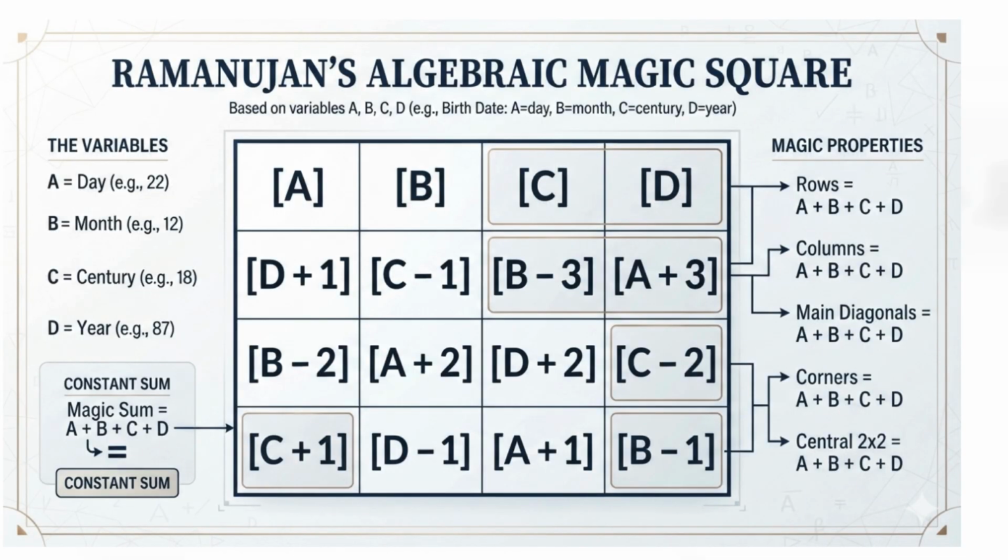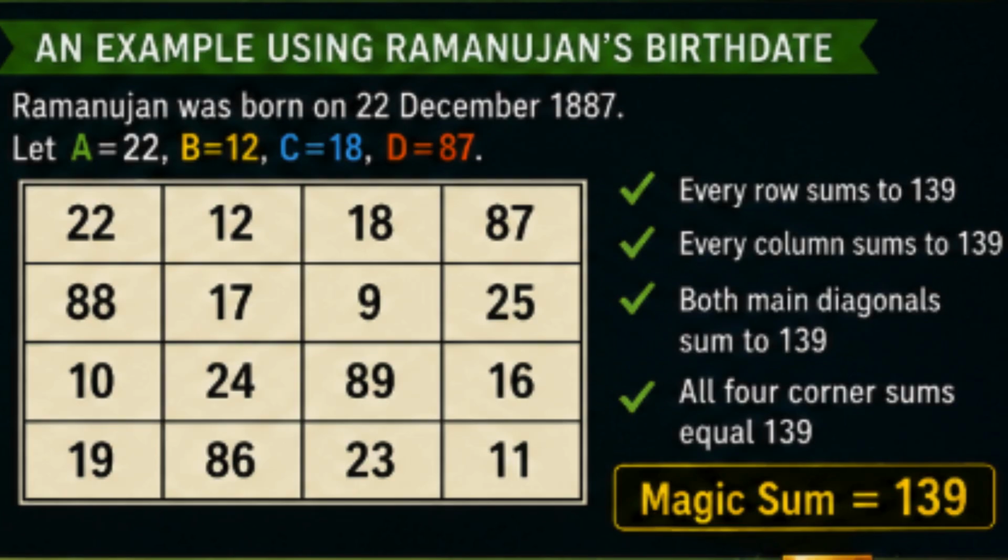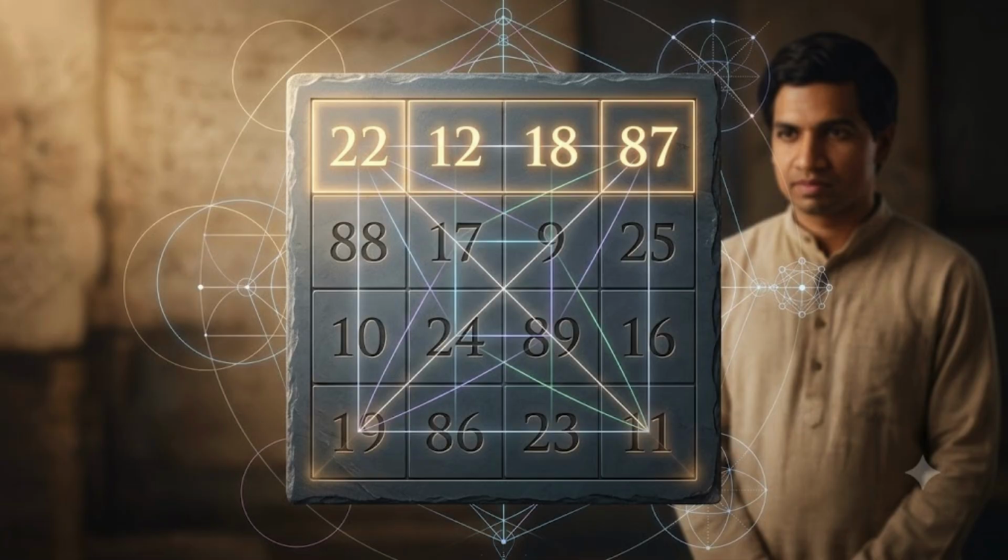Now, inside this structure, if we place 22, 12, 18, 87 in the first row, they represent 22 December 1887, the birth date of Srinivasa Ramanujan. This creates the well-known Ramanujan birthday magic square. In this square, all rows, all columns and both main diagonals give the same magic sum.